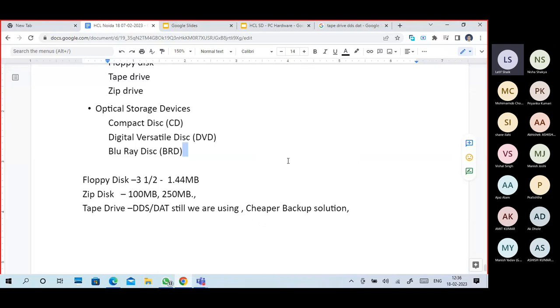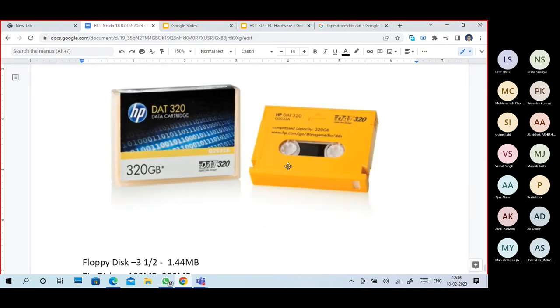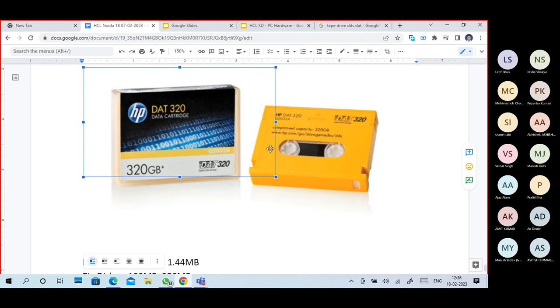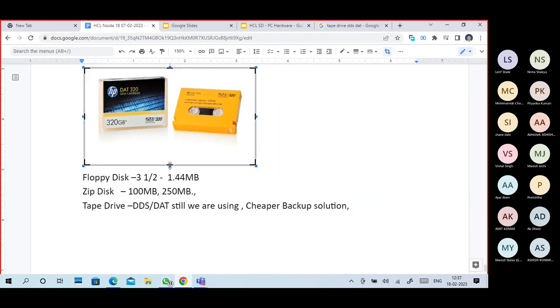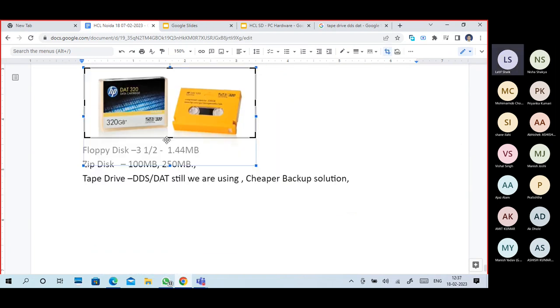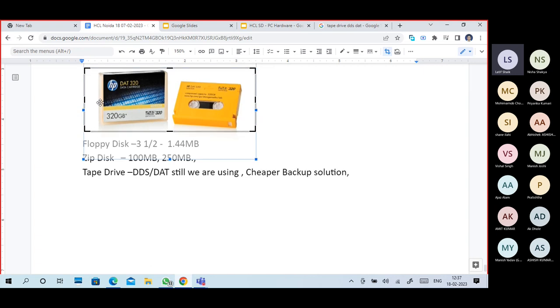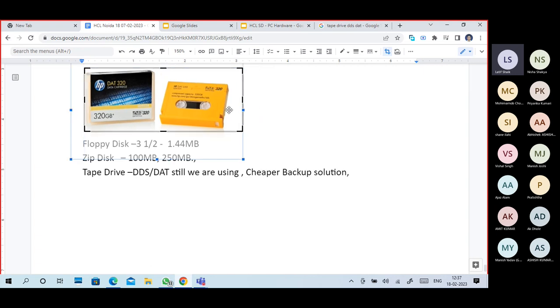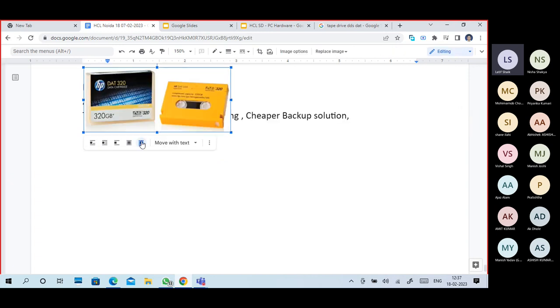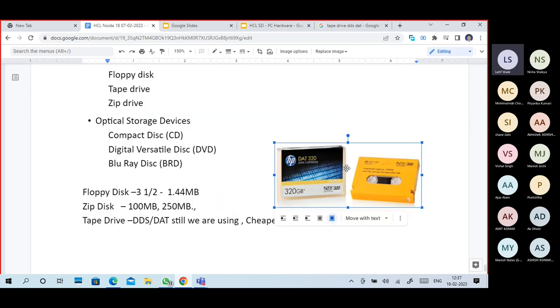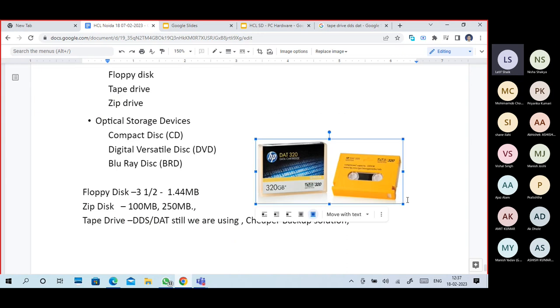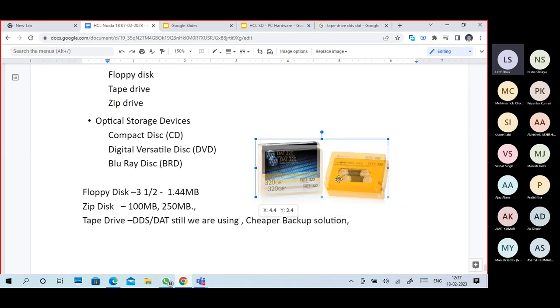Okay, this stat looks like that one. Where we are using this one, guys, it is for a backup purpose. In organizations, they prefer daily backups or weekly backups in this stat only. Why? Because its cost is reduced as compared to hard disk.